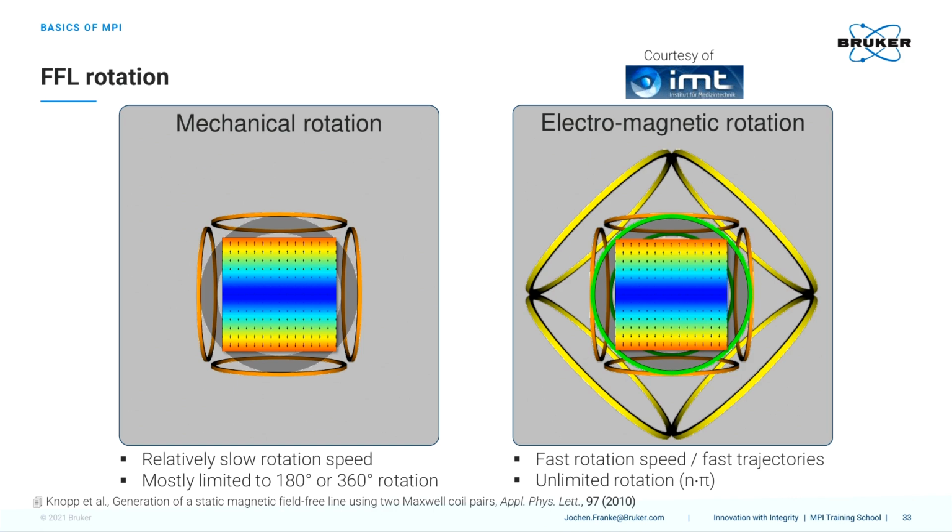Therefore, using electromagnetic rotation allows for a very fast rotation, relatively fast compared to mechanical rotation, and you are not limited. So you can ultimately or infinitely rotate your field-free line as long as you would like, and as long as your budget provides for the currents you need to provide.